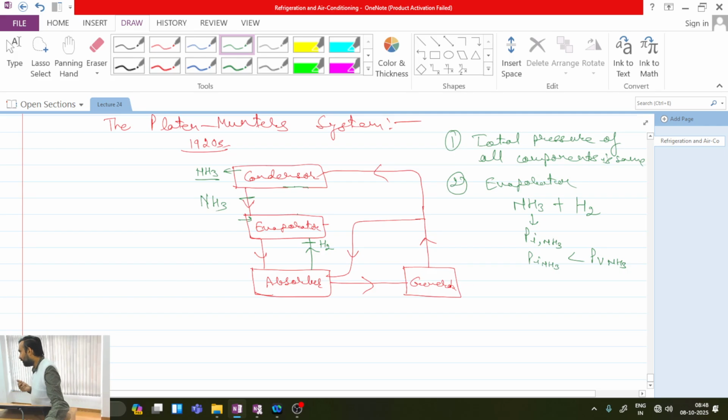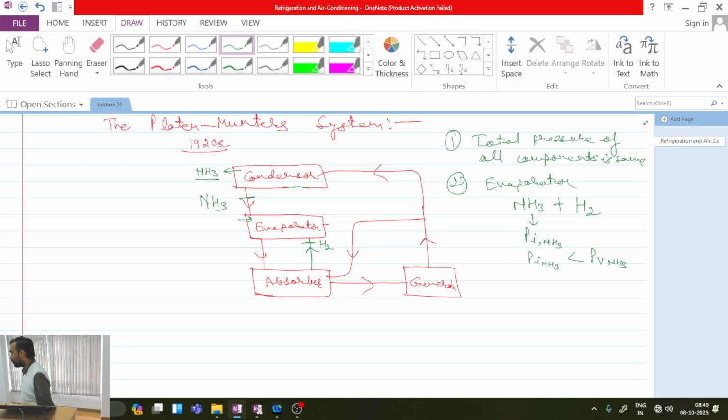In the evaporator, evaporation of ammonia will take place. You have to understand this with the help of a simple example of an air-water system. You have a glass of water kept inside this room. In the surroundings you have air and water vapor. So in total atmospheric pressure, a significant portion comes from air pressure and a small portion comes from the partial pressure of water vapor.